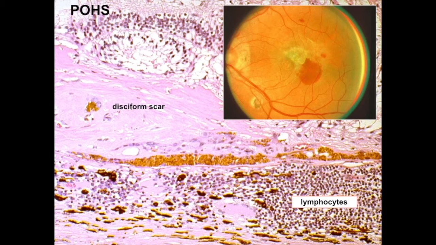Clinically, we see this triad of disciform degeneration, peripapillary atrophy, and punched-out chorioretinal lesions. In contrast to your typical age-related disciform scar, there's frequently associated inflammation. We can see the lymphocytic infiltration in the choroid.